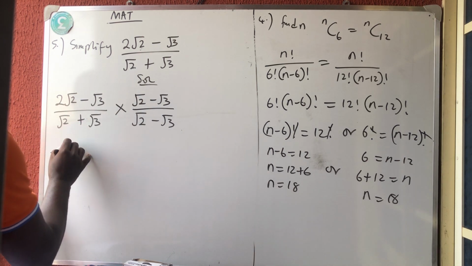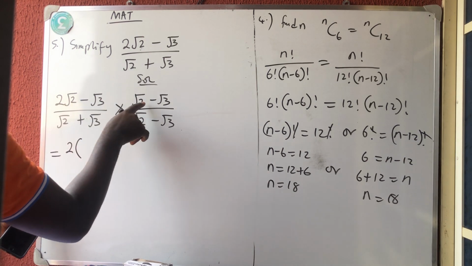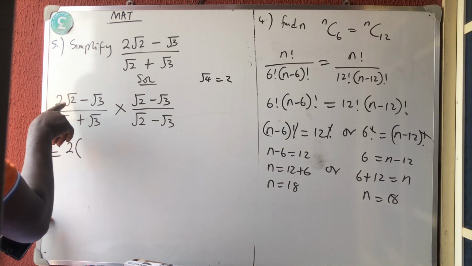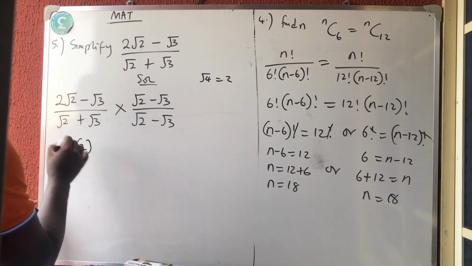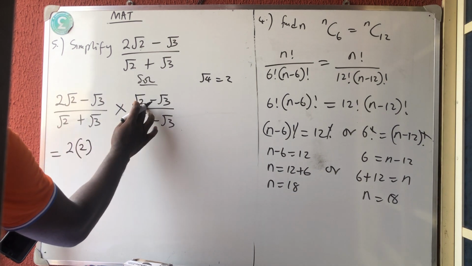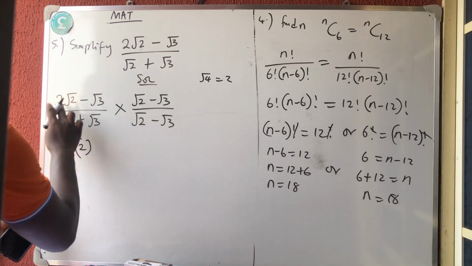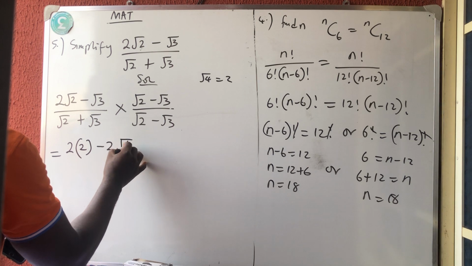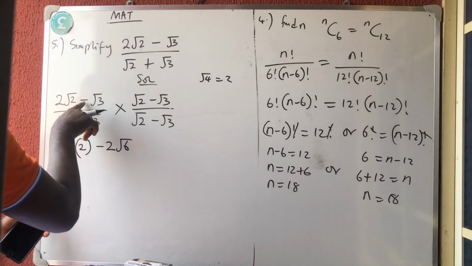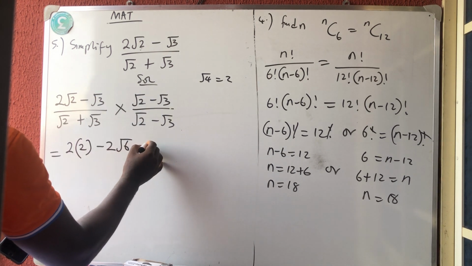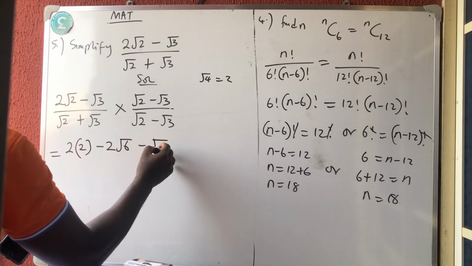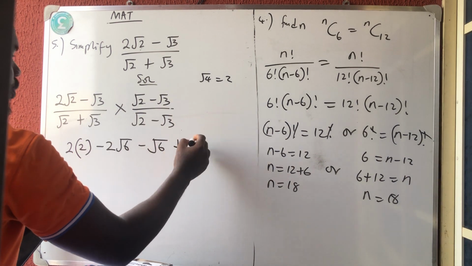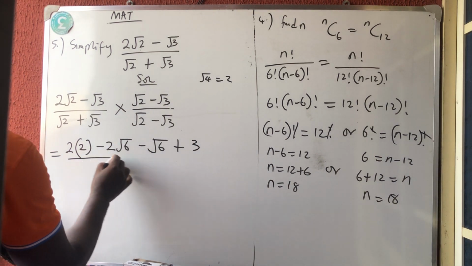2 times 1 is 2, bracket. Root 2 times root 2 means root 4, and square root of 4 means 2. So when root 2 times root 2, the answer is simply 2. Okay, I'm done with this one, multiplying this one. So this one again will still multiply this one. 2 times the one back here, I'm having minus 2. Then root 2 times root 3 is giving you root 6. The same thing here. Minus 1 here times 1 here, I'm having minus root 6. Minus times minus is plus. Root 3 times root 3 is root 9, which is 3. All over.